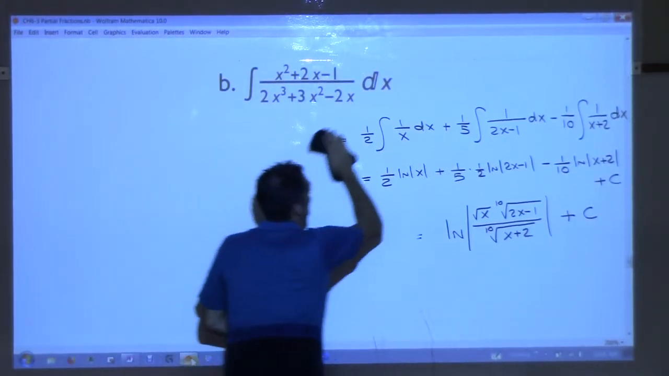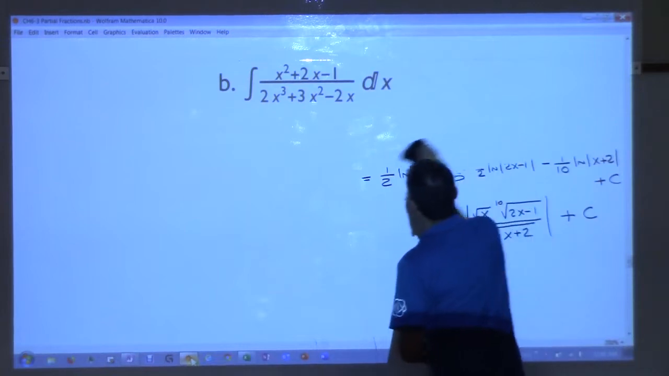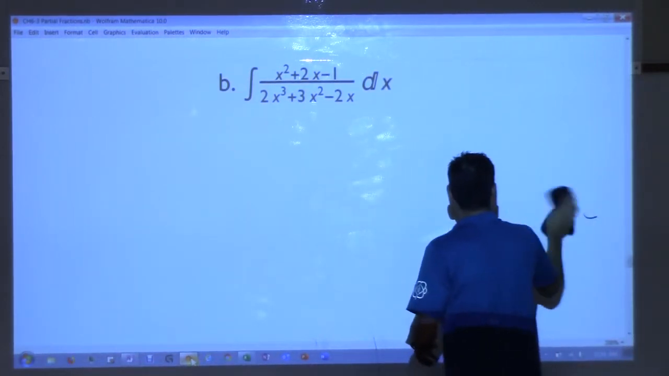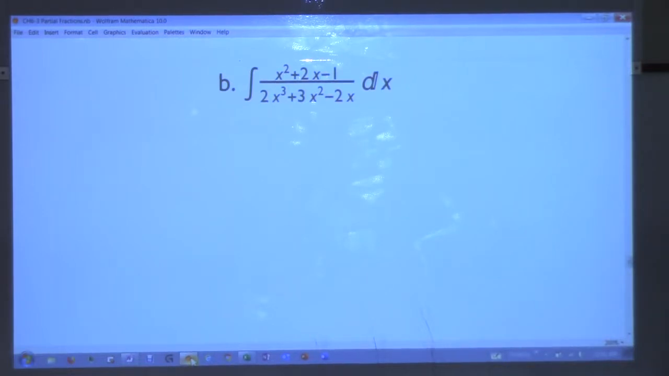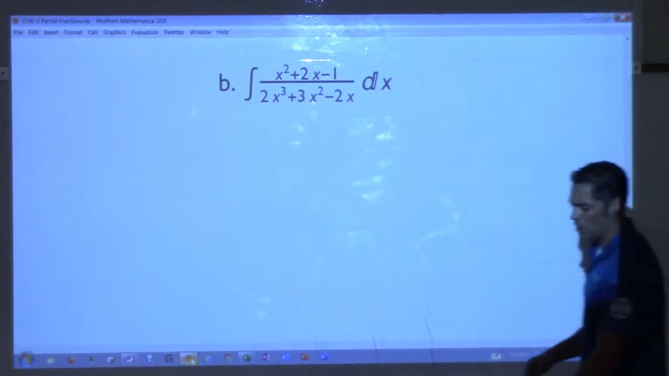Okay, so that's our first partial fraction problem. We were able to do the shortcut there. And when we can do the shortcut, let's do the shortcut. When we can do it, let's do it. I don't want to show that problem with the long way.